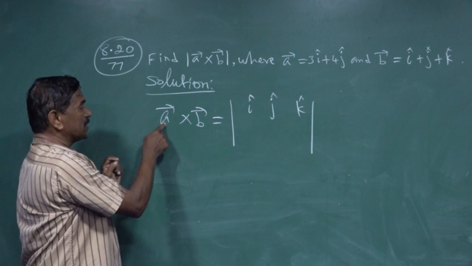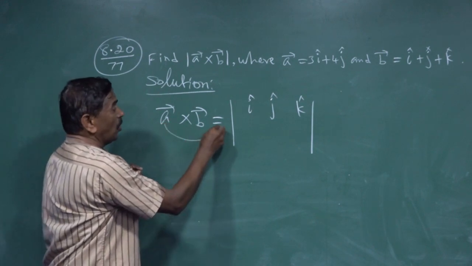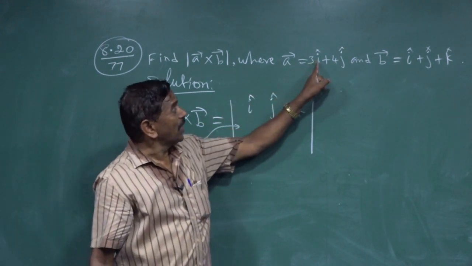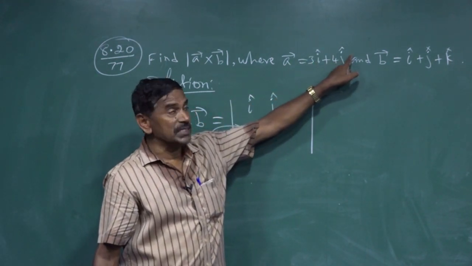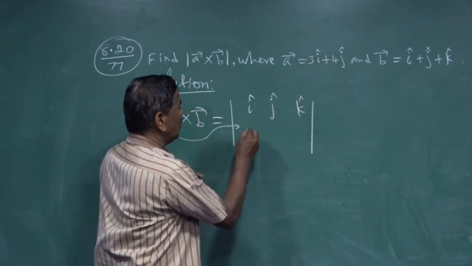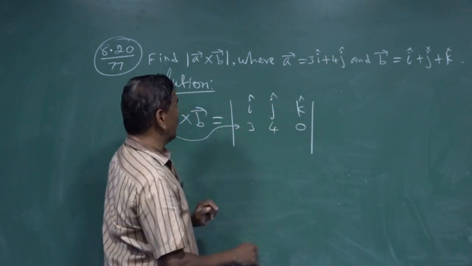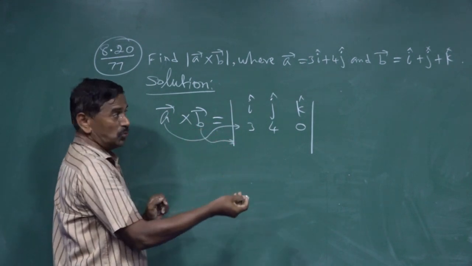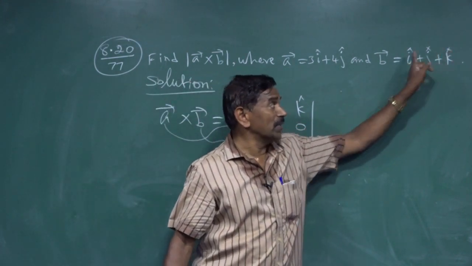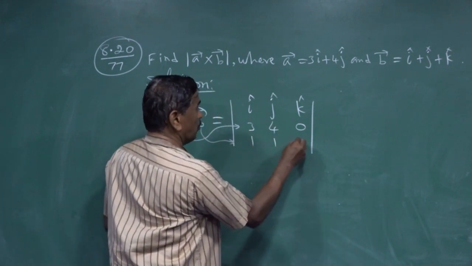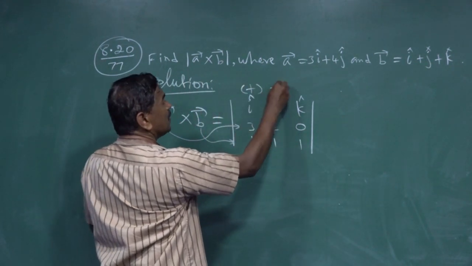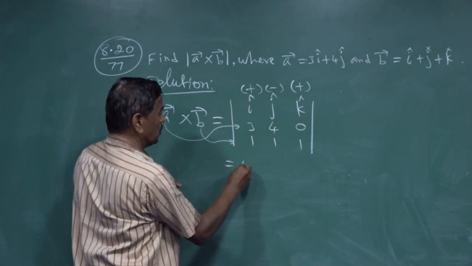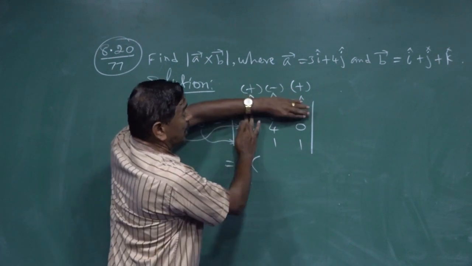Now listen, here first A vector, so A vector coefficients come in the second row. What is A vector? Here i, j, and k is absent. K absent means 0, which means 3, 4, 0. Next, second B vector, therefore B vector coefficients in the third row. What is B vector? 1, 1, 1. Just we know the signs plus, minus, plus. Which is equal to plus K cap into.